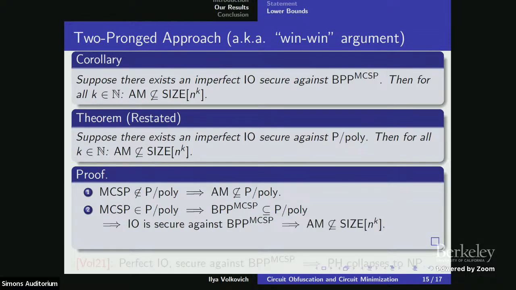And now that's the place where you combine and say, look, we have two cases. You're either not in P/poly or here, which means that either way, you're not in size n to the k. Okay, let me just finish with one remark: if you want it in the perfect case, you have to use another observation that pretty much says that if you're perfectly secure against BPP to the MCSP, the polynomial hierarchy collapses all the way to NP, not just AM. This is how you get NP in the case of perfect security.